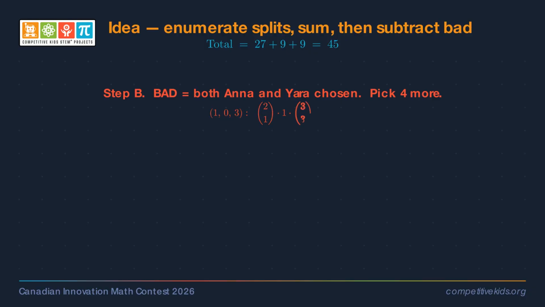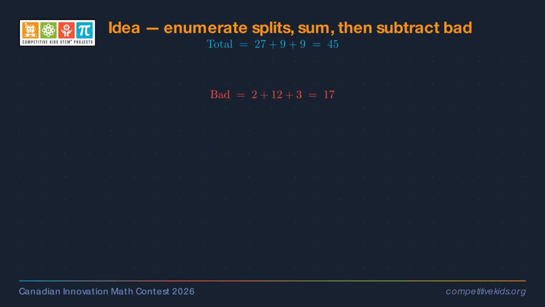2 times 1 times 1 equals 2. 1 mentor, 1 club lead, 2 athletes. 2 times 2 times 3 equals 12. 2 mentors, 0 club leads, 2 athletes. 1 times 1 times 3 equals 3. Bad teams. 2 plus 12 plus 3 equals 17. So the answer, 45 minus 17 equals 28 teams.